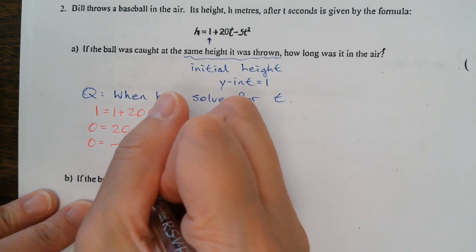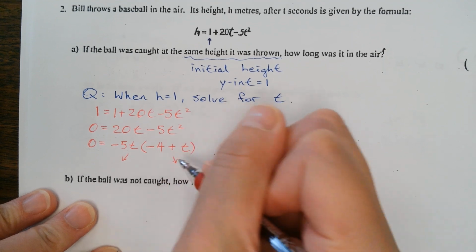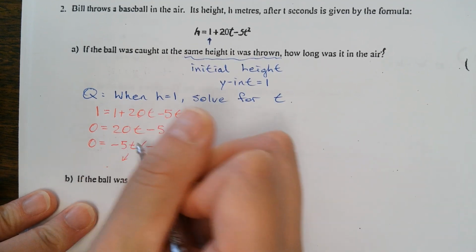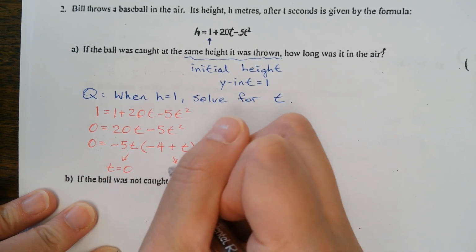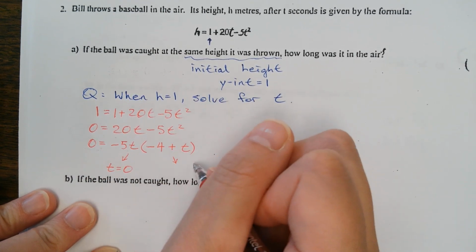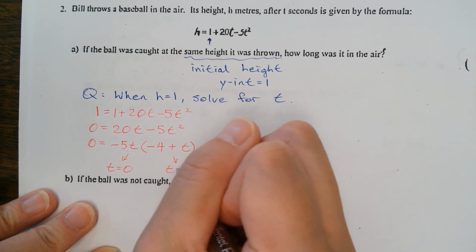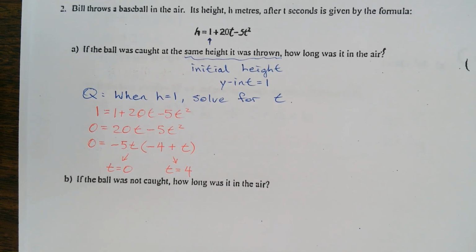Now when you solve, you'll have your two answers. Negative 5t equals 0, that means t equals 0. And t minus 4 equals 0, when you move it, t equals 4. Right? Same answer as last time when we solved this question: 0 and 4. Well, there's only so far and long you can kick a football or throw a football.